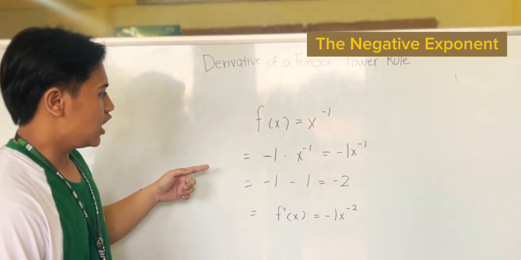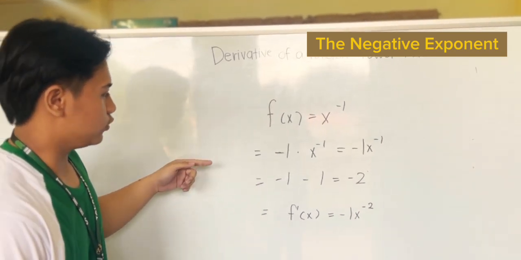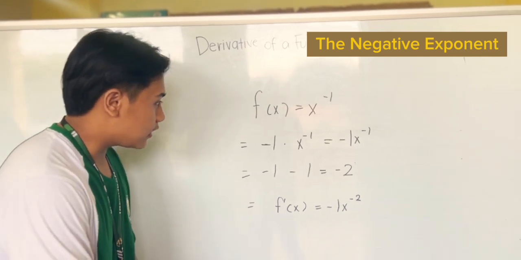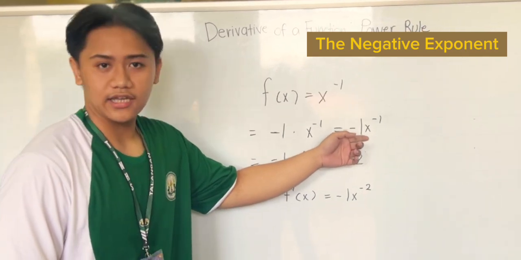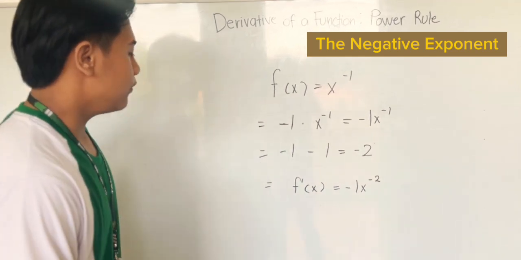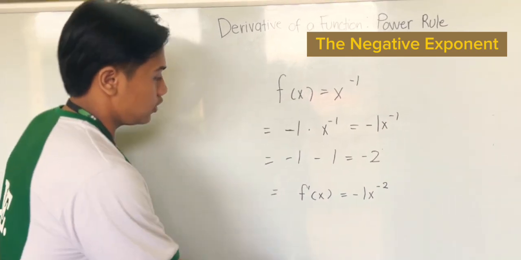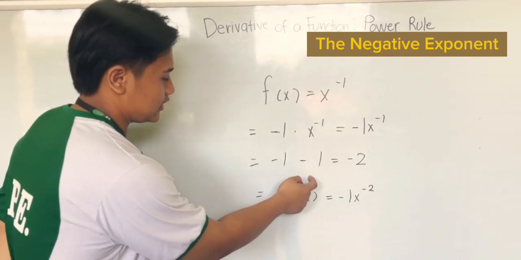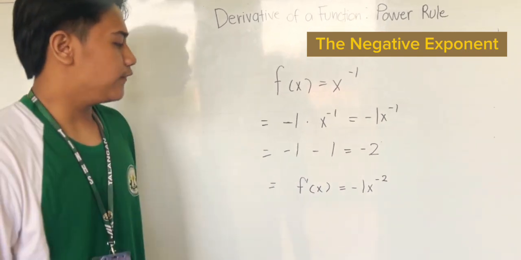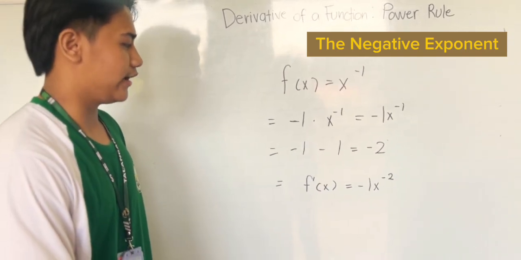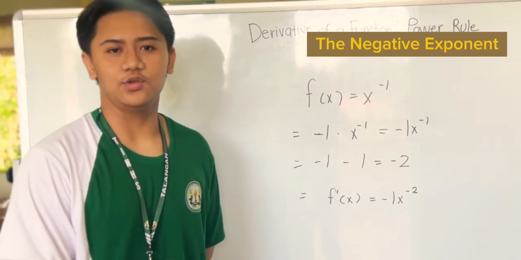So first, multiply by the exponent. So negative 1 times x raised to negative 1 is equal to negative 1x raised to negative 1. Then, we will subtract 1 from the exponent. Now, negative 1 minus 1 is equal to negative 2. So now, the answer becomes f prime of x is equal to negative 1x raised to negative 2.